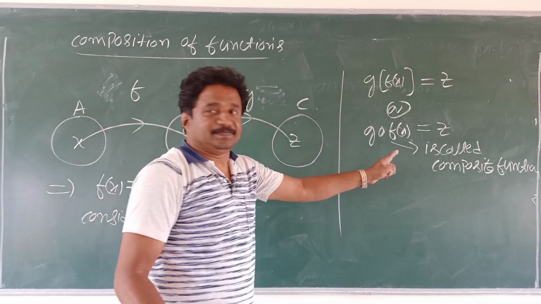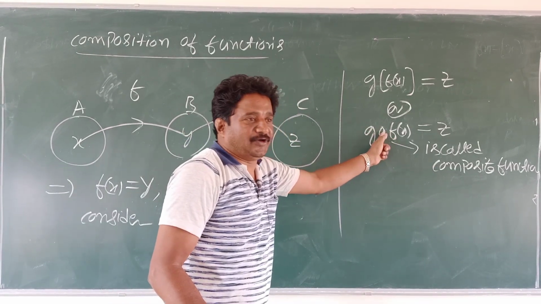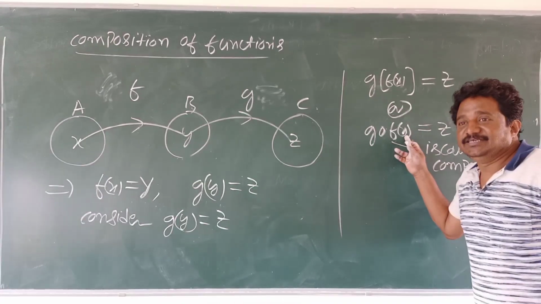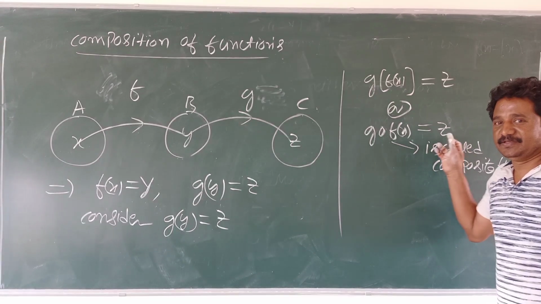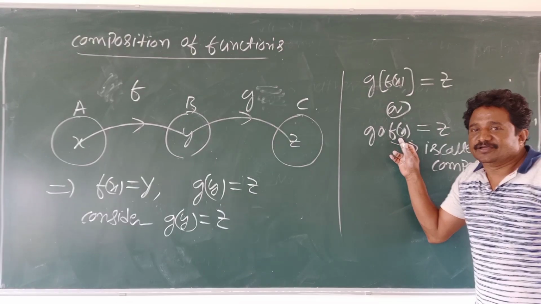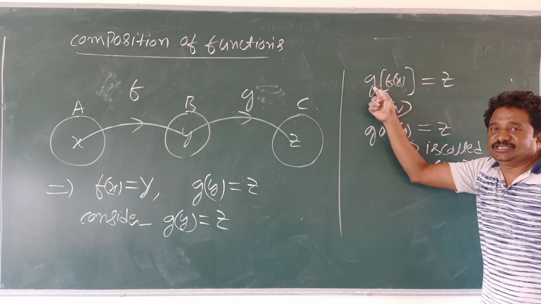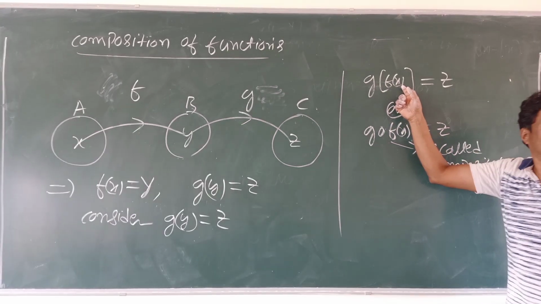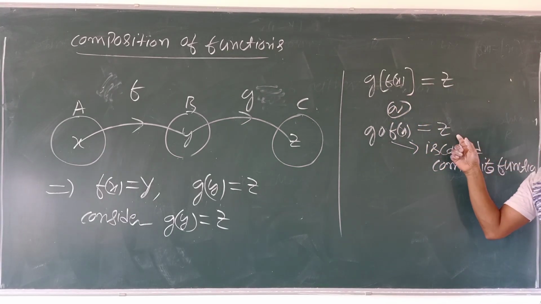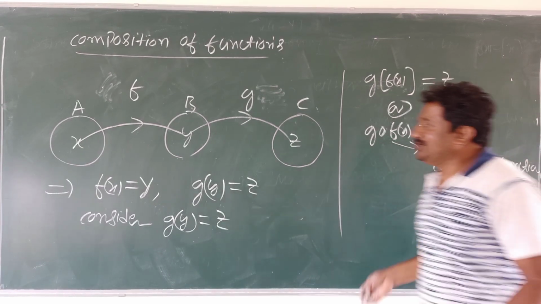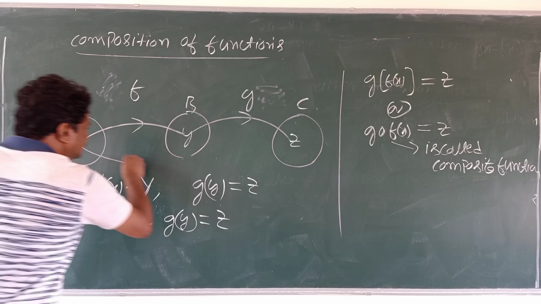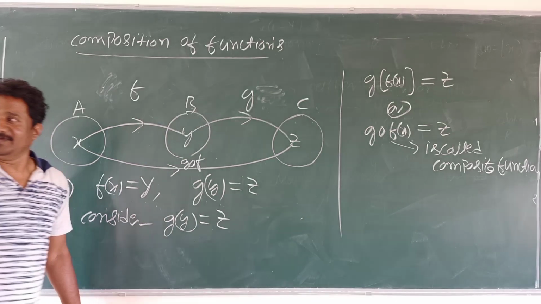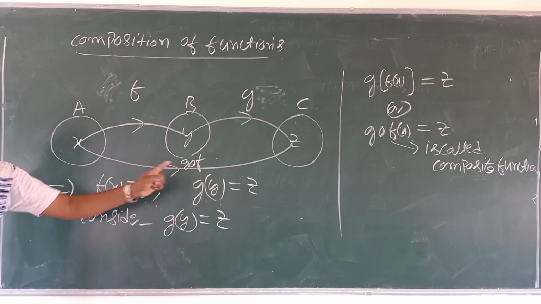You look at this, friends. The composite function g o f relates x with z. Composite function g o f, the product of f and g, relates all x with what? Z. That means g o f is a function from A to C.